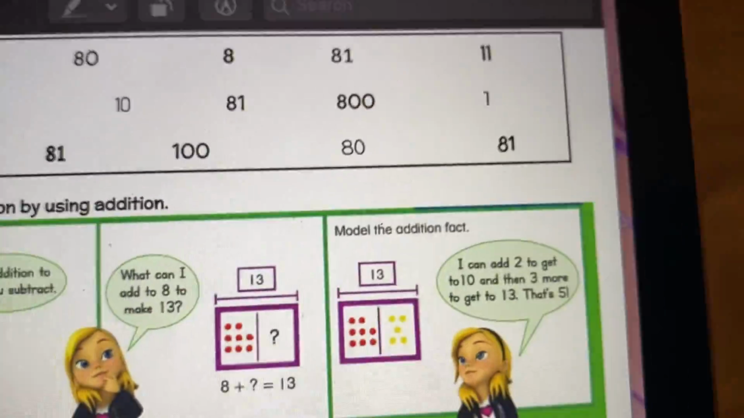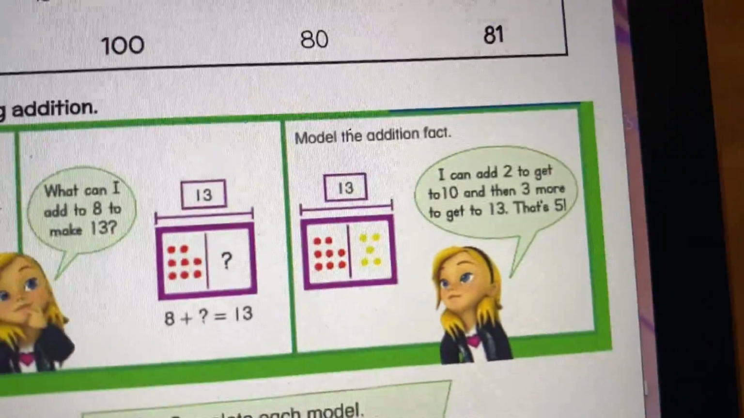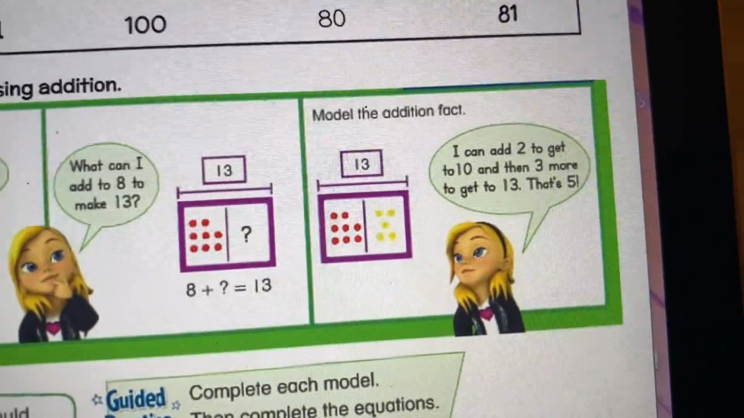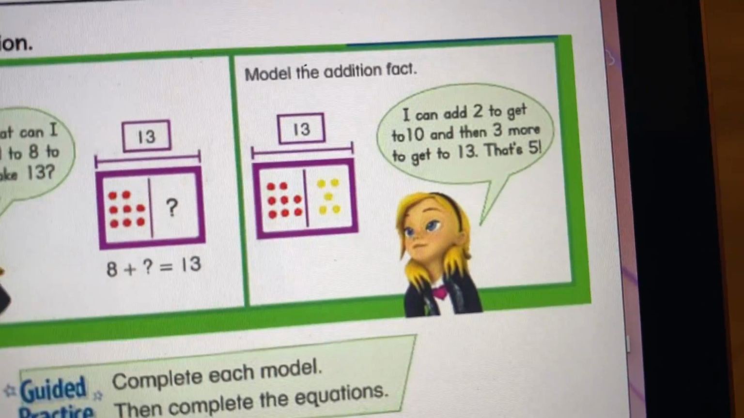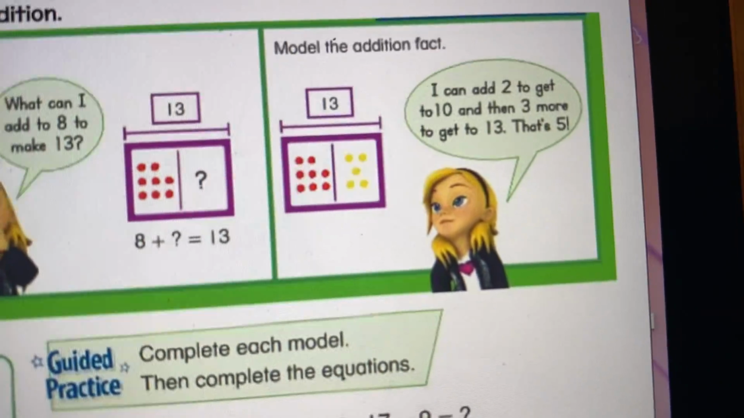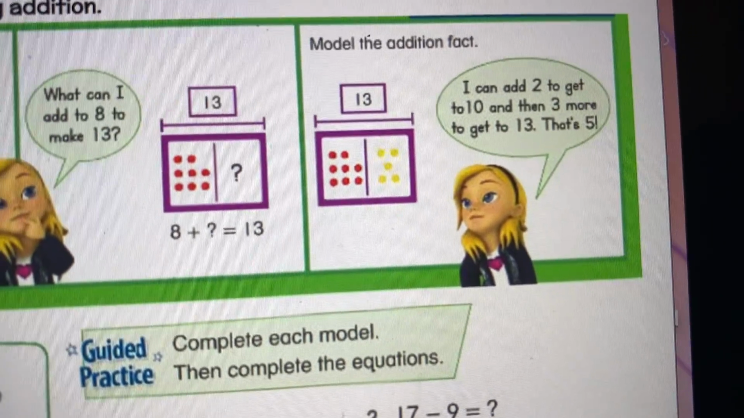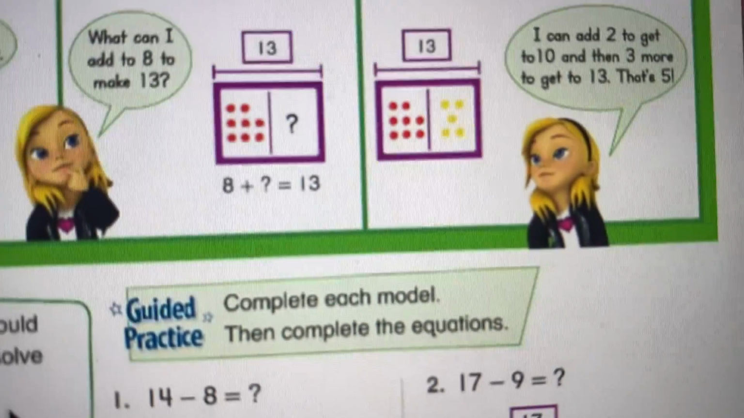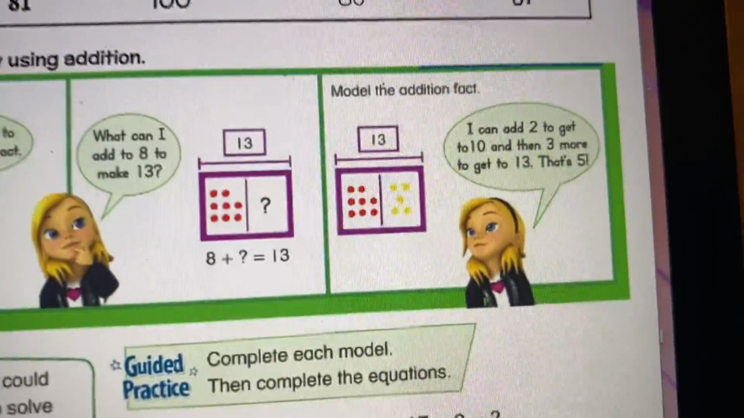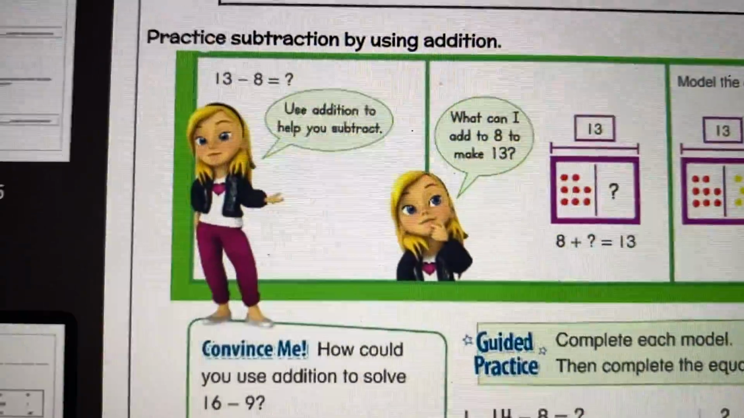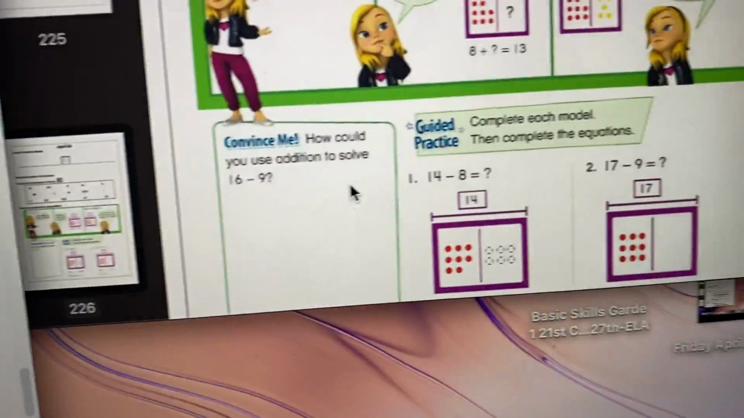So you're going to use some of the other strategies we learned earlier in the week. I can add 2 to get to 10, and then 3 more to get to 13. That's 5. So you're going to anchor to 10 and then add however many you have left to get to 13. That's how she is using addition to get her answer to the subtraction problem. So 8 plus 5 equals 13, so 13 minus 8 equals 5. That's using those fact families to help her.